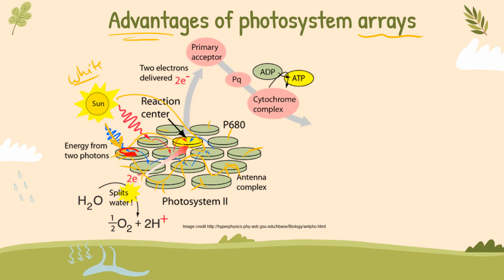The last advantage of having these arrays is that, because they are arranged near each other, when one chlorophyll molecule's electron is excited, it's going to wiggle and jiggle and bump into the next guy and bump into the next guy until we get to that P680 reaction center. And remember, again, when P680 loses electrons, we're going to replace them with electrons from photolysis, that splitting of water.